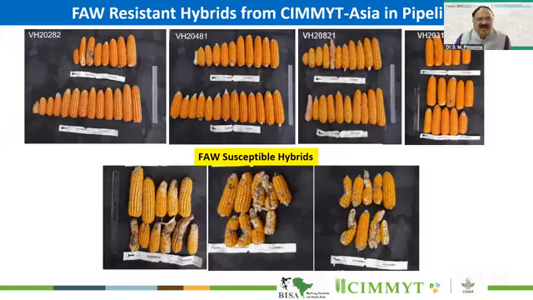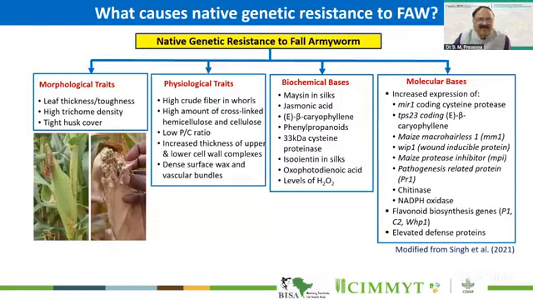You can see here again our resistant hybrids from the CIMMYT pipeline compared to the susceptible commercial checks in some of our Asian countries. So it is really quite strong, almost 5 to 6 tons per hectare difference between a fall armyworm resistant hybrid versus a susceptible hybrid.